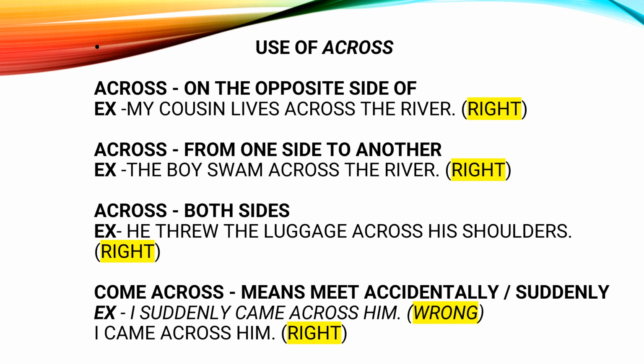For example, for the first across, on the opposite side of, the example would be: my cousin lives across the river, that is a right statement. And here you are referring to the fact that he lives on the other side of the river.